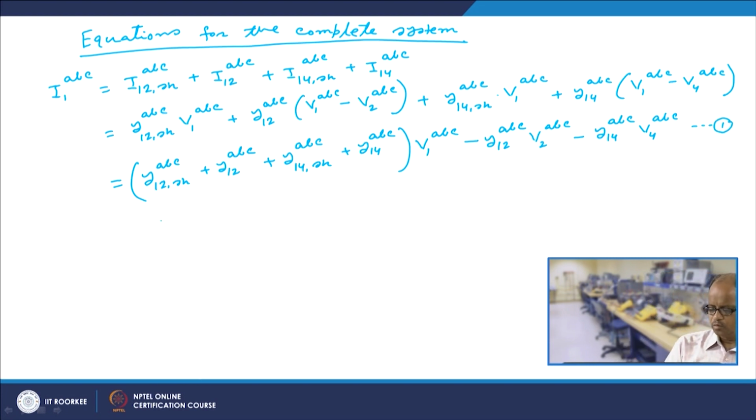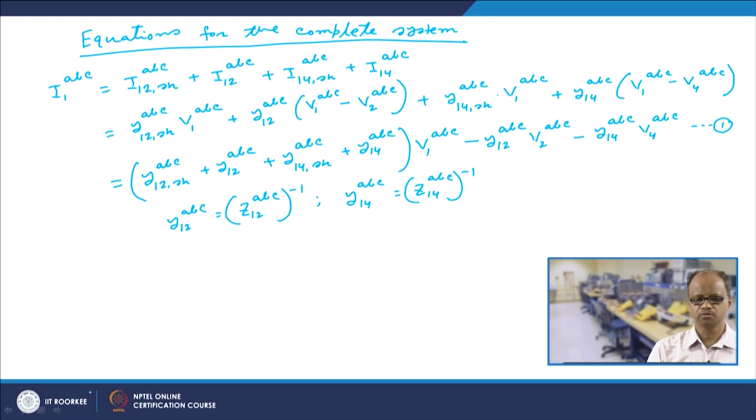Here we note that Y12 ABC is actually Z12 ABC inverse and Y14 ABC is equal to Z14 ABC inverse. So, this is at bus 1.